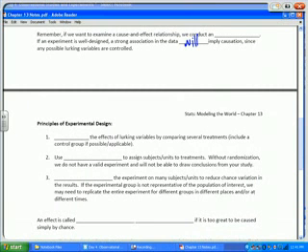Remember, if we want to examine a cause and effect relationship, we conduct a controlled experiment, or just an experiment, because an experiment implies controlling. Okay, so here are the principles of the experimental design. We talked about these already. Control or minimize. You want to control the effects of all your lurking variables.